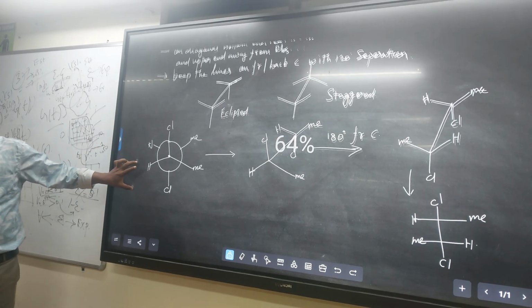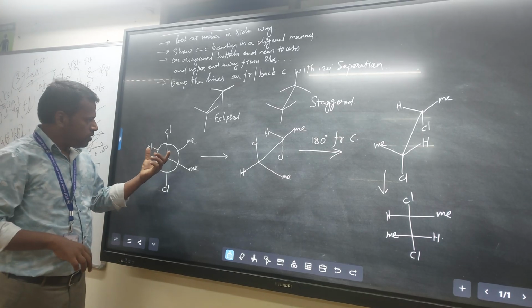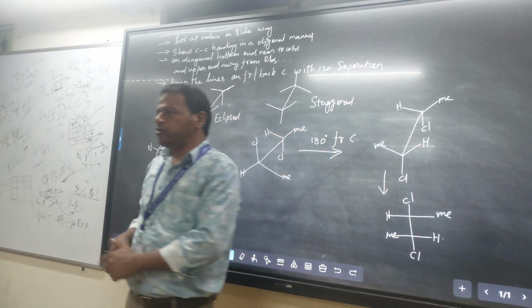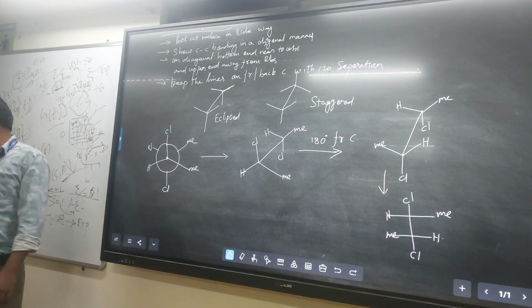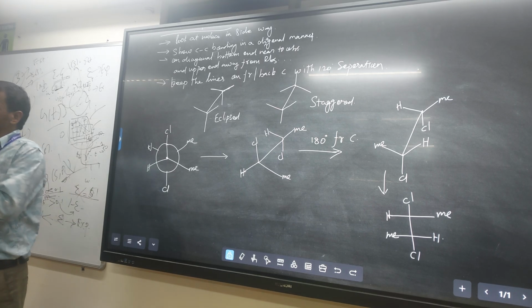So how we have to convert one projection into another: Newman projection, Sawhorse projection, Fischer projection. Only this much content is given for your stereochemistry topic. That's it. We move on to the next topic, isomerism.